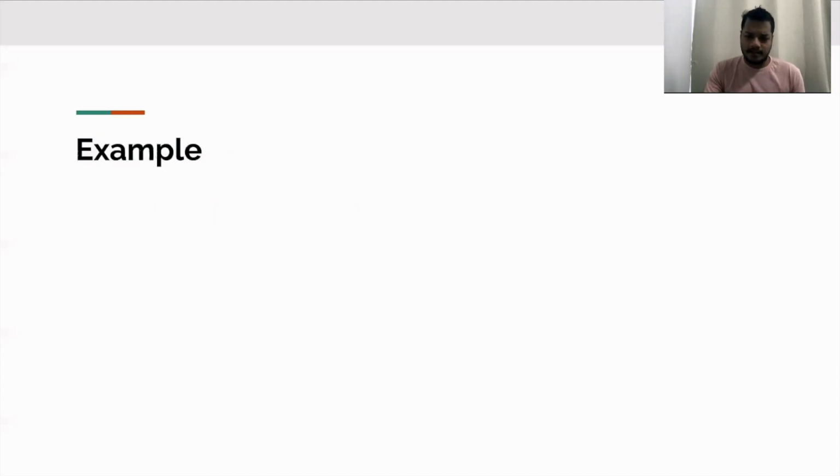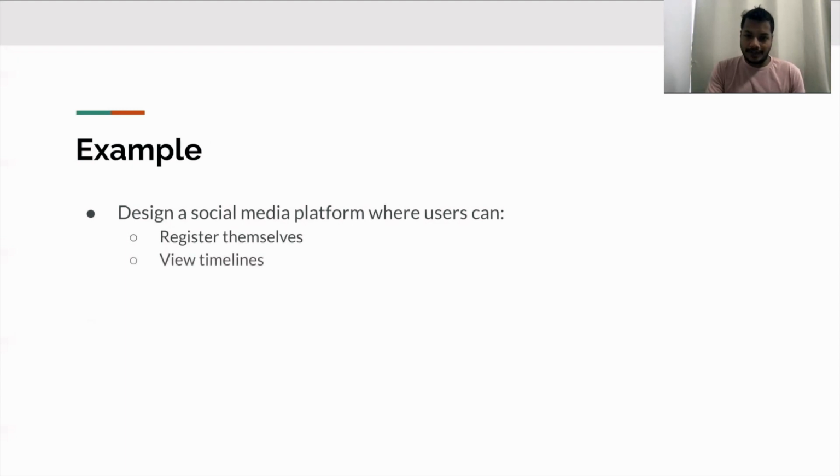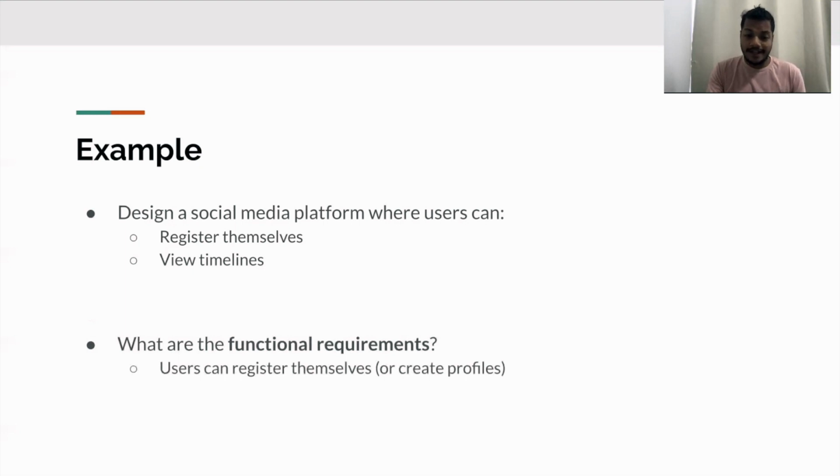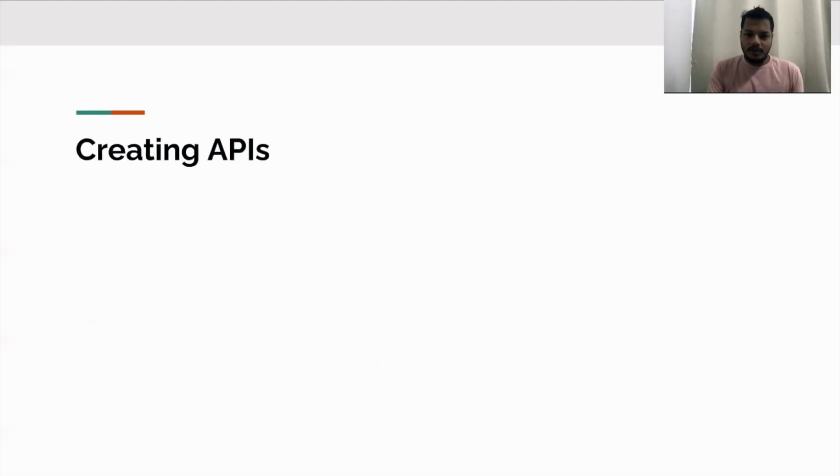So let's take a concrete example. Suppose you're given a problem: design a social media platform where users can register themselves and view timelines. So what are the functional requirements of the system? Users can register themselves. That is, people using the system can register themselves in the system or create profiles. Users can also view their timelines. So now, once we have the functional requirements, that is, what the system can do, let's try and convert them into APIs.